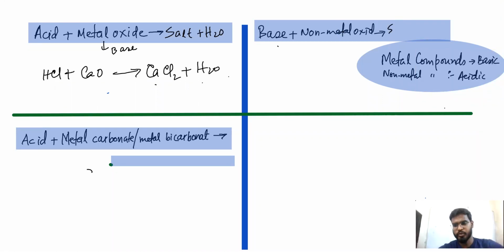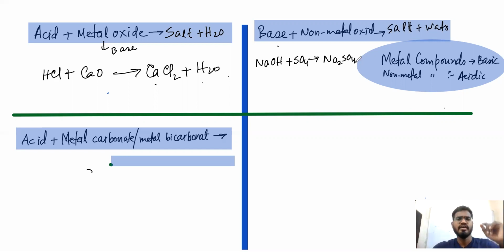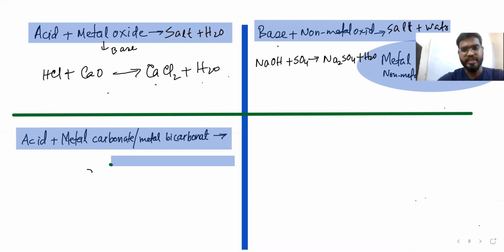Acidic in nature, right? As we wrote here. So we can say salt plus water, right? So let's take an example, NaOH plus, we can say, a non-metal oxide. Let's take SO4. So it is going to be Na2SO4. Why 2, guys? Because sulfate's valency is 2. So the remaining is H2O. So by that way we can take it.